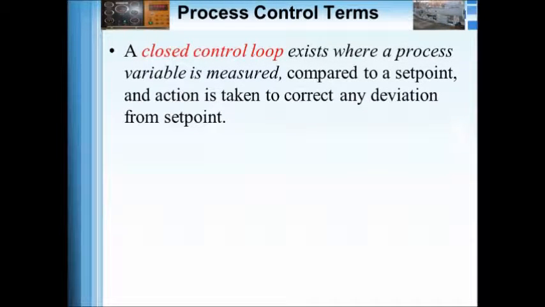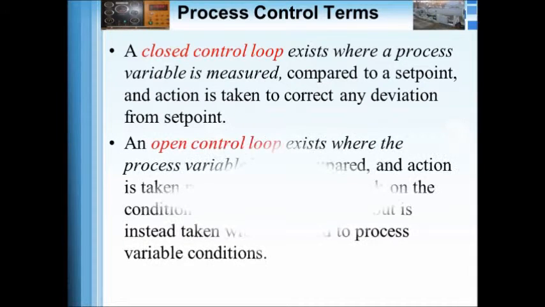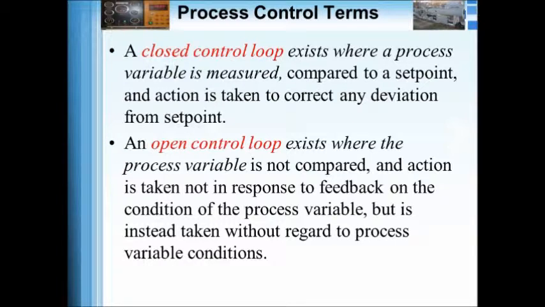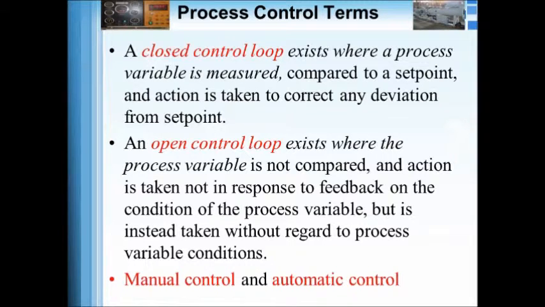A closed loop exists where a process variable is measured, compared to the set point, and action is taken to correct any deviation from set point. An open loop exists where the process variable is not compared, and action is not taken in response to feedback on the condition of the process variable, but is instead taken without regard to the process variable and its condition.